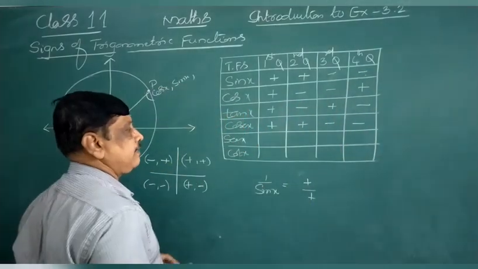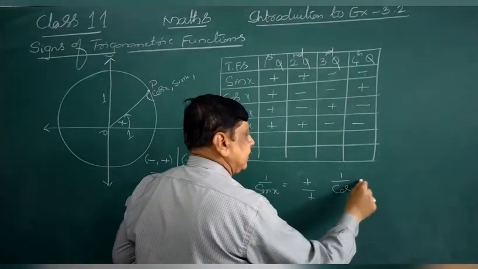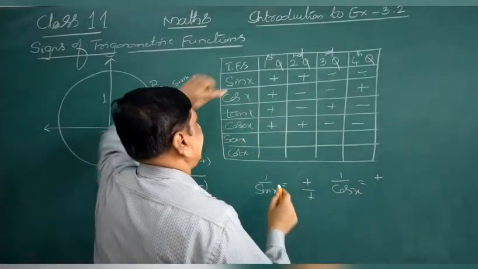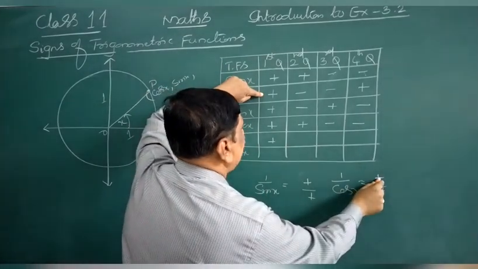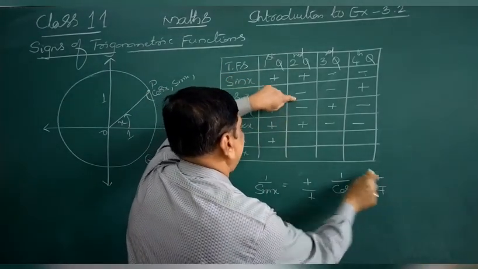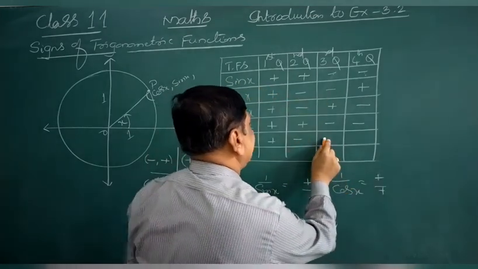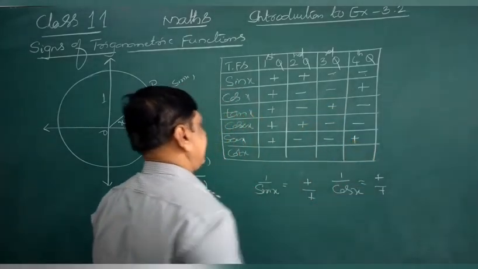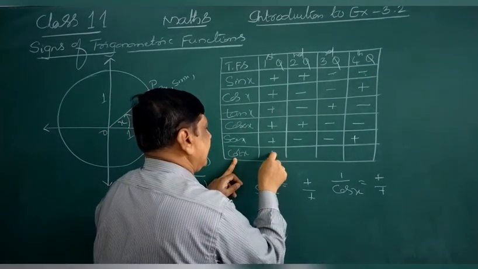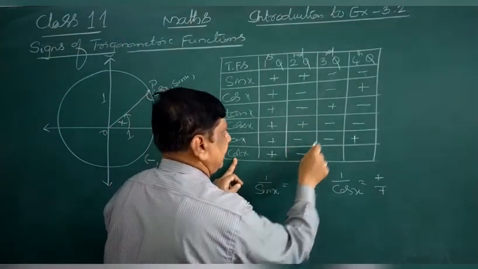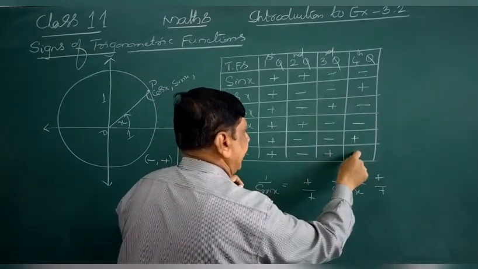Next, we come to secant x. Secant x is the reciprocal of cos x. The numerator is always plus. Plus divided by plus is plus. Next, plus divided by minus is minus. Plus divided by minus is minus. Next, plus divided by plus is plus. Next, cot x. Cot x is the reciprocal of tan x. Therefore, where tan x is positive, cot x is also positive, and where it is negative, cot x is also negative.